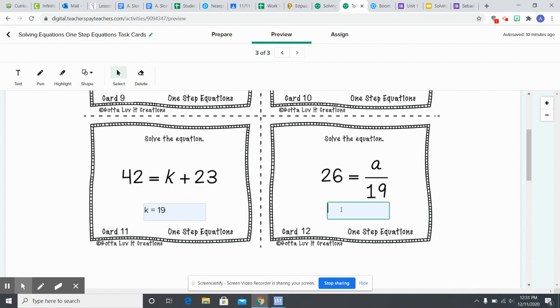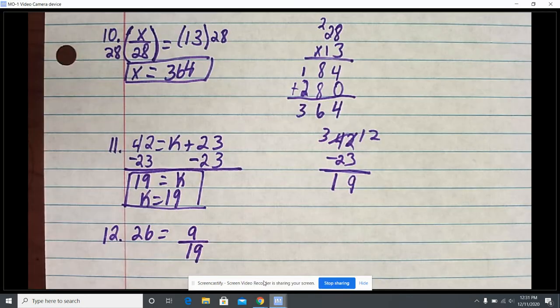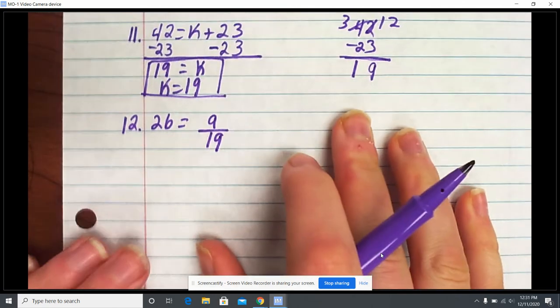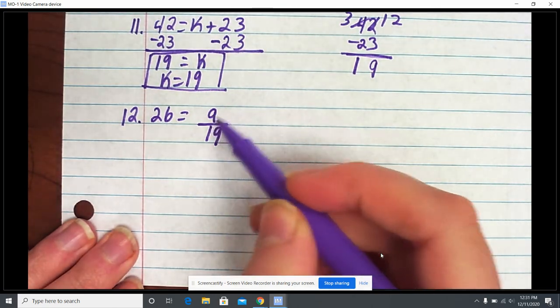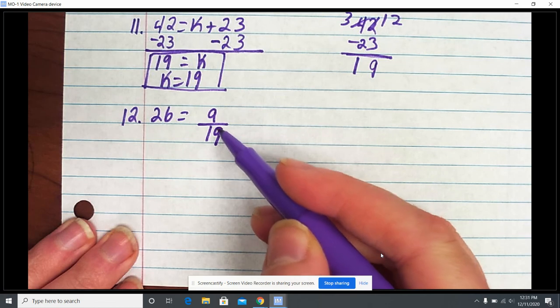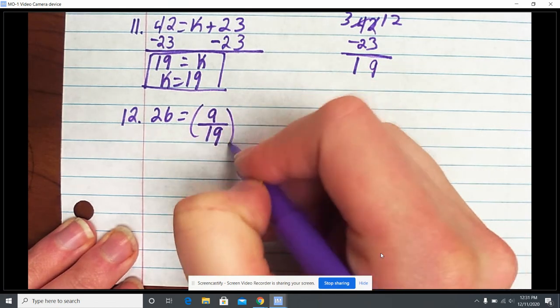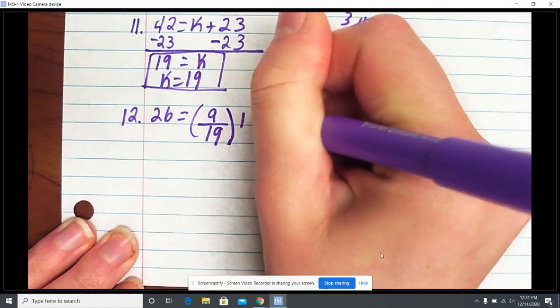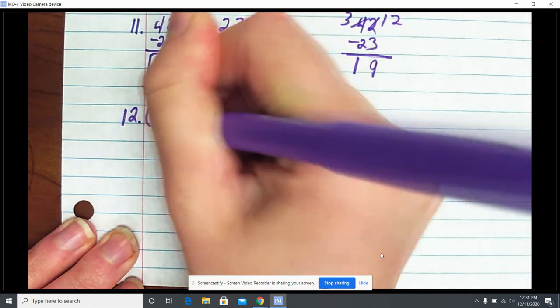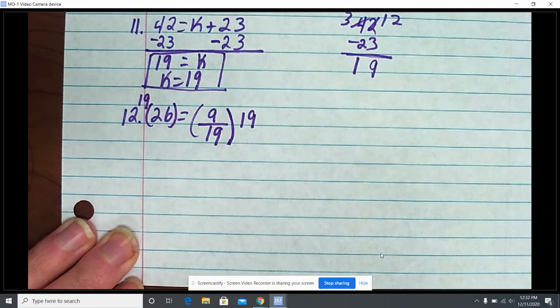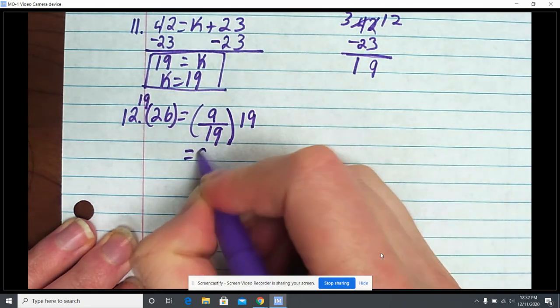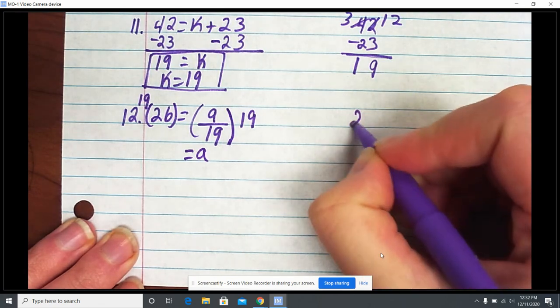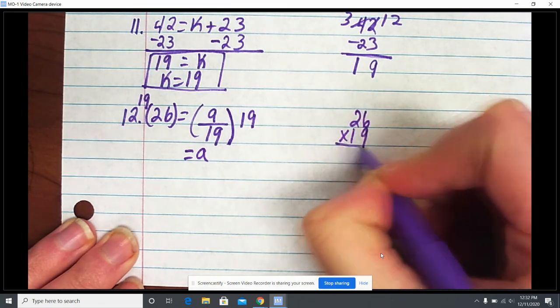Part number 12. 26 equals a over 19. Okay. So again, I know it's flip-flopped around, but still same concept. Gotta get a by itself, which means I'm going to multiply, since there's division. Opposite of division is multiply. So I'm multiplying by 19, because that's the number on the same side as my variable. So those cancel out and leave me with a. And then we take 26 times 19.